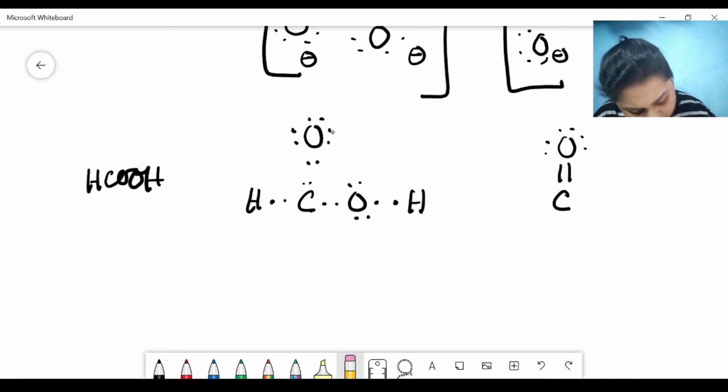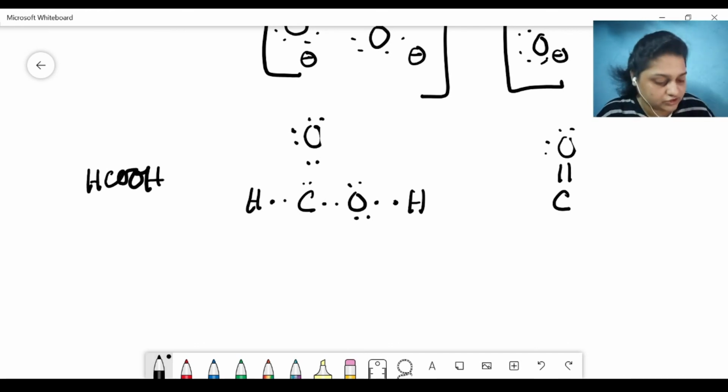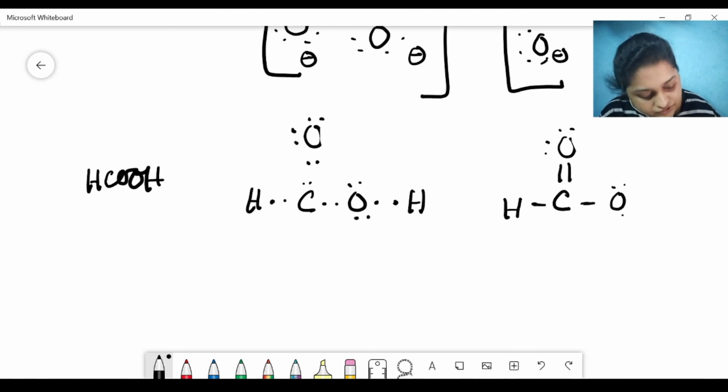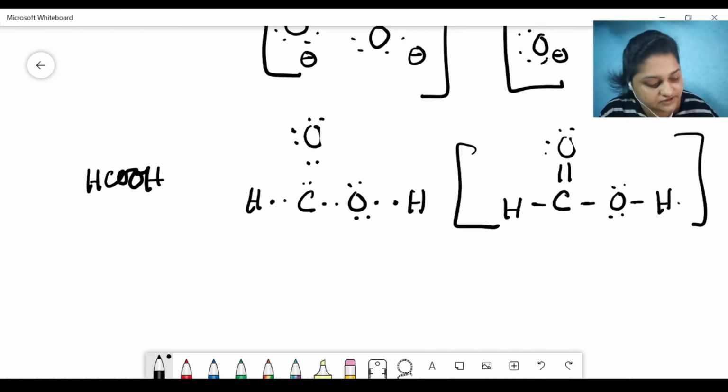I have given too many lone pairs. There will be 2 lone pairs because the remaining 6 electrons of oxygen have been shared with the carbon. This is the Lewis dot structure of formic acid.